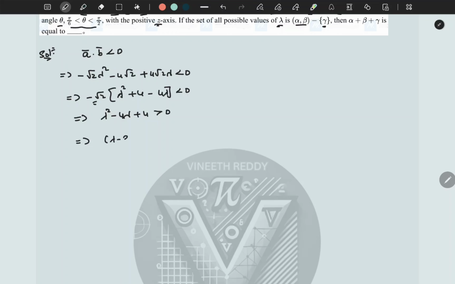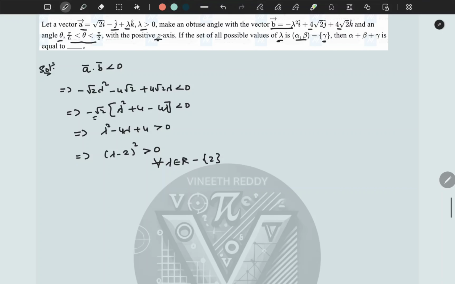Now, I think this is a perfect square. We can write lambda minus 2 whole square is greater than 0. This is true for all lambda belonging to R except 2, right? Because if lambda is 2, then 2 minus 2 is 0, and 0 square cannot be greater than 0. Fine. That means gamma should be 2.